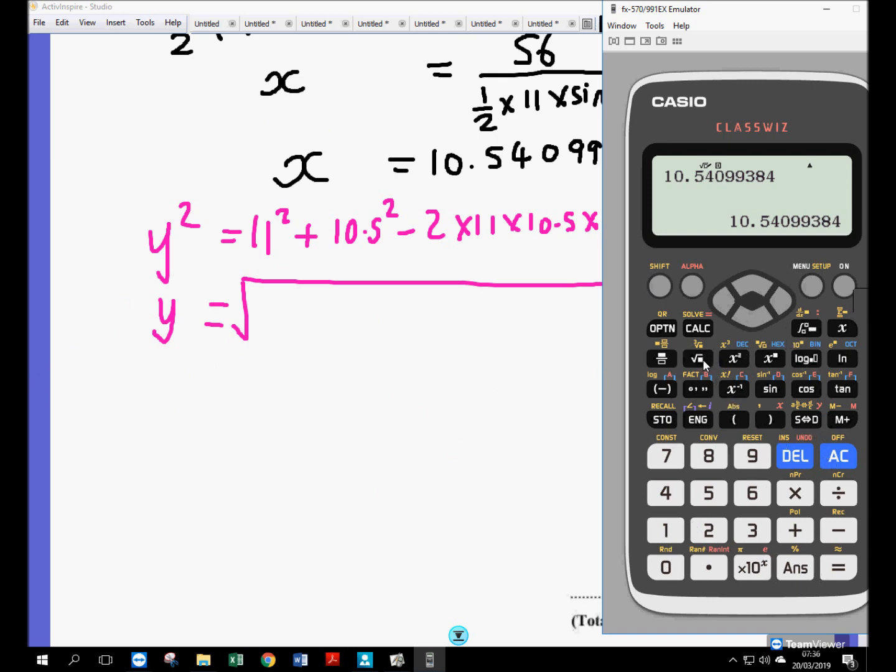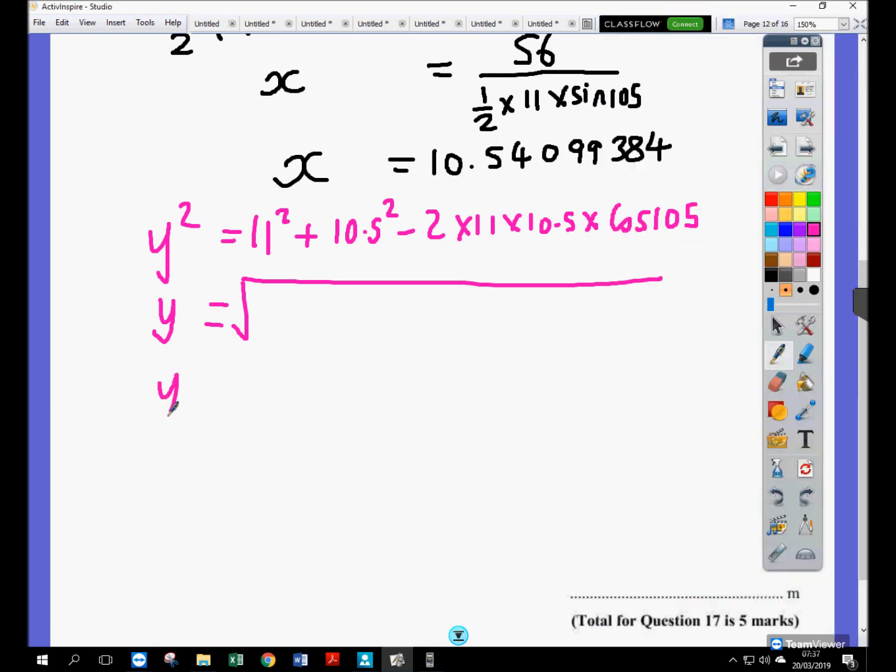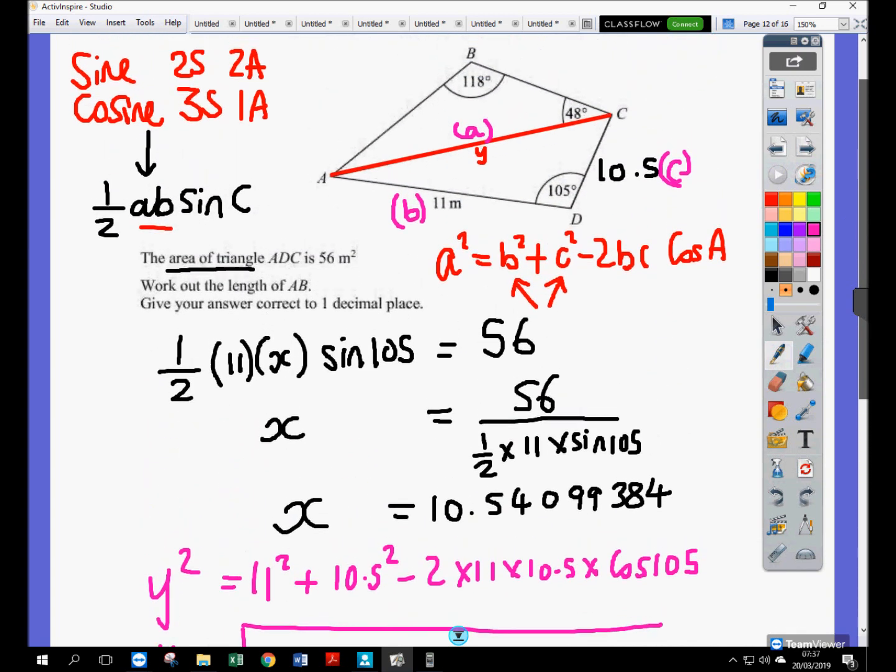So I've got to work it out directly. I'm going to type in square root 11 squared plus ANS squared. My ANS is 10.5, etc. Minus 2 times 11 times ANS, which is 10.5, times cos 105, close brackets. And this is the final answer for y. Now, if you haven't square rooted it, you'll have a much bigger answer than this, and that won't make sense. So y is 17.09190, etc. Okay, copy down the full display.